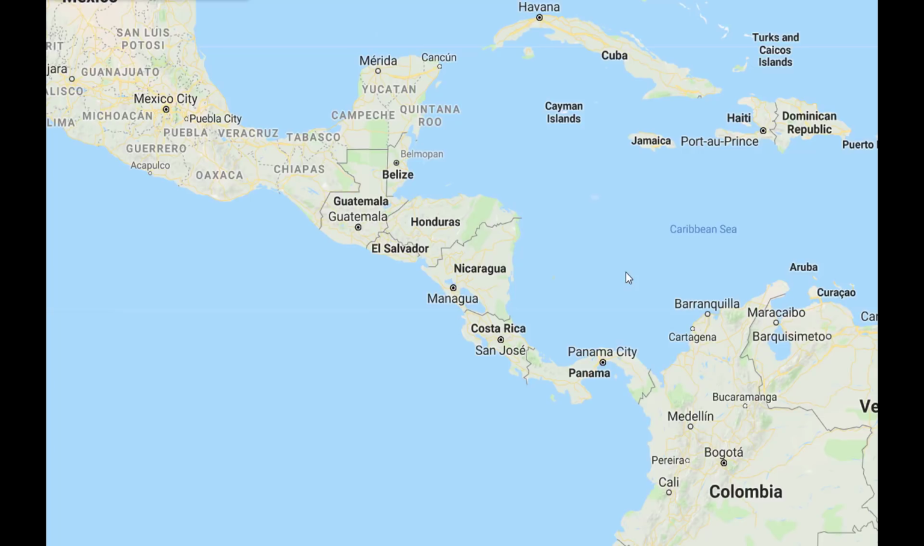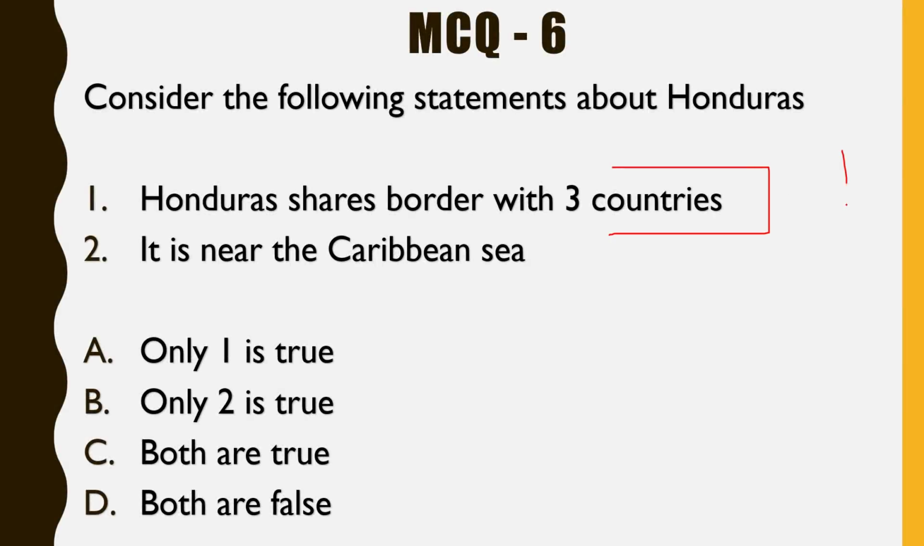And Honduras was also in the news a lot recently because of all the turmoil over here, because of the instability. So you must remember its geographical location. So statement 1 is absolutely correct. So is statement 2. Our answer is C. Both the statements are true.